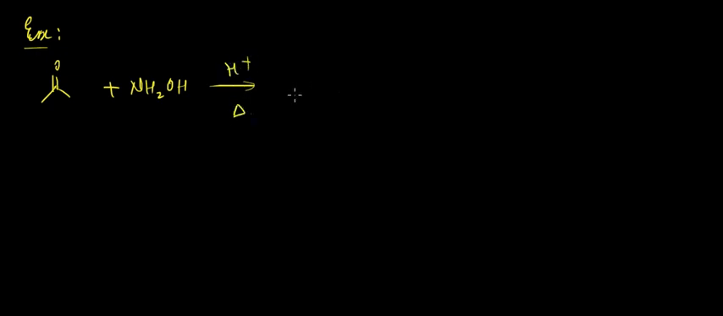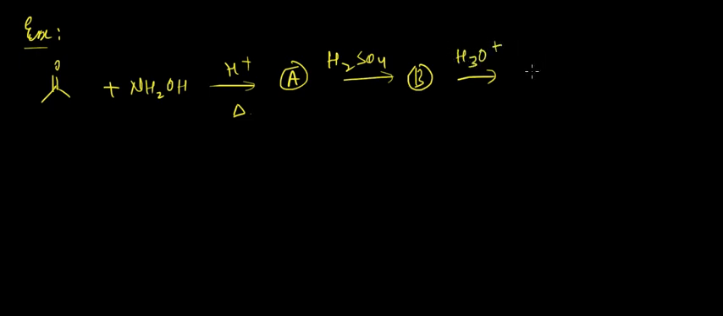So the first example is we have something like this, where we have this and NH2OH, and we get H plus, and we heat it. We get product A, and from product A again we pass it H2SO4, and we get product B. From product B again we pass H3O plus, and we get product C and D. You have to identify all the products.